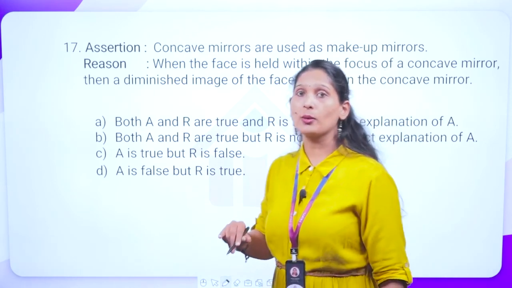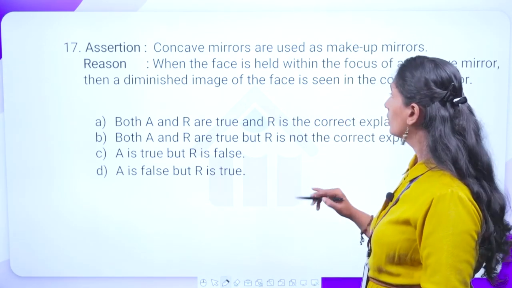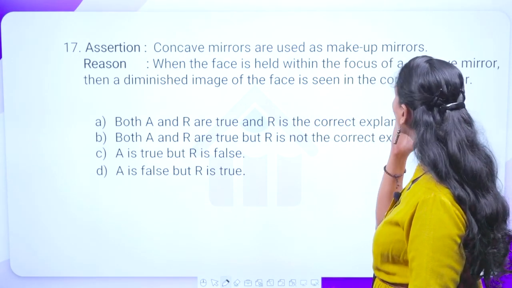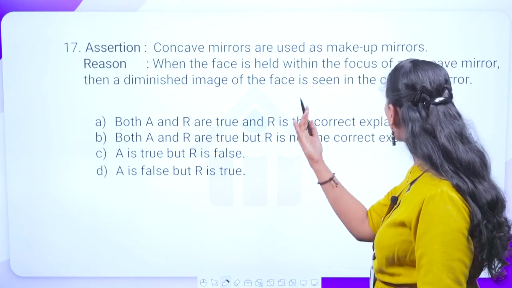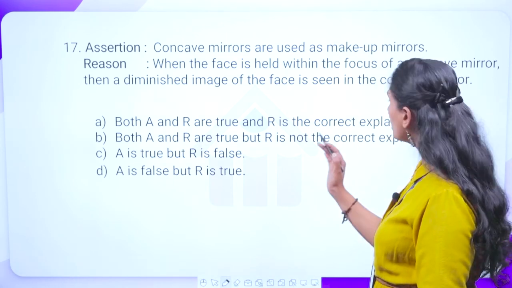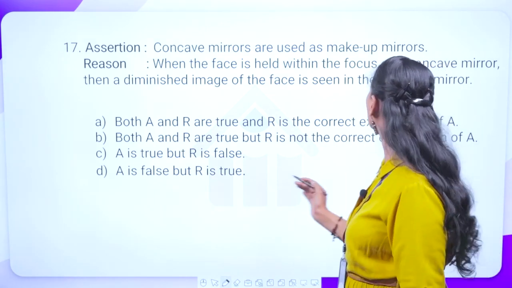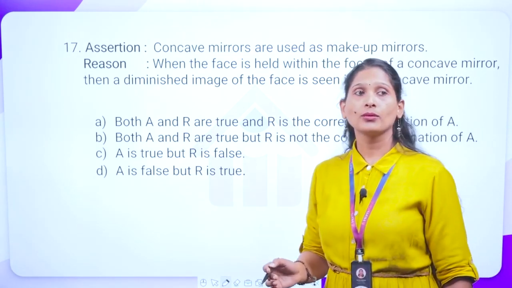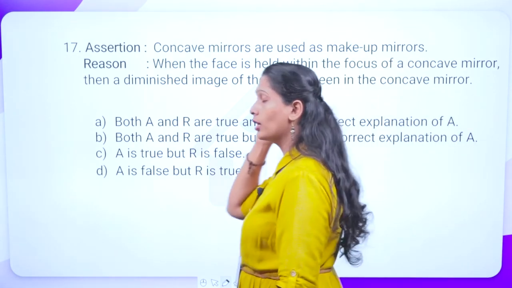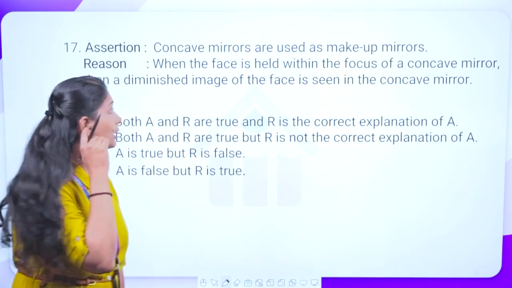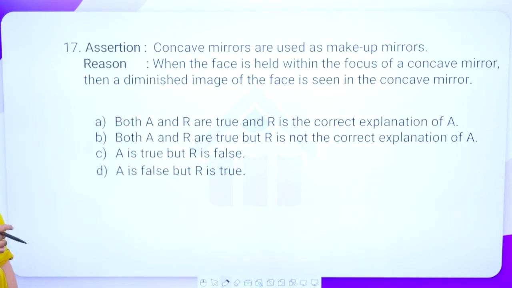Now let's check this question too. Assertion: concave mirrors are used as makeup mirrors. The reason given is that when the face is held within the focus of a concave mirror, then a diminished image of the face is seen in the concave mirror. So what do you think about this? Concave mirrors are used for makeup mirrors, and it is because you are getting a diminished image.